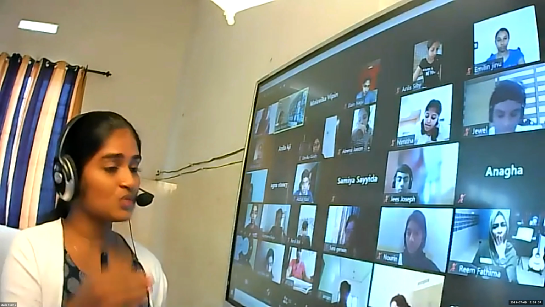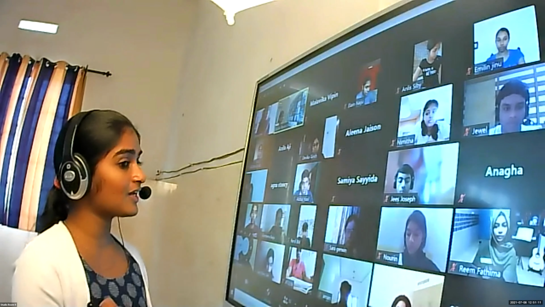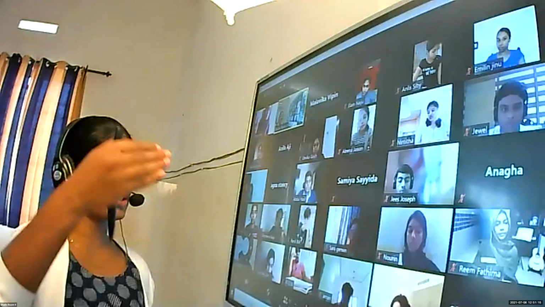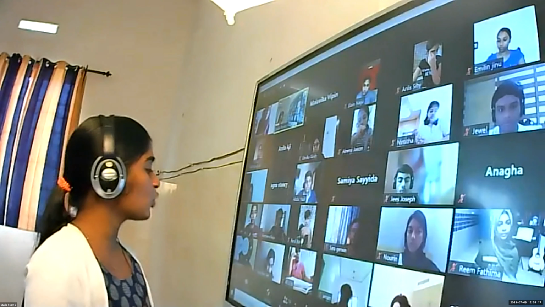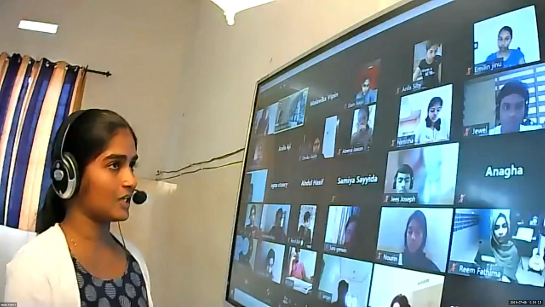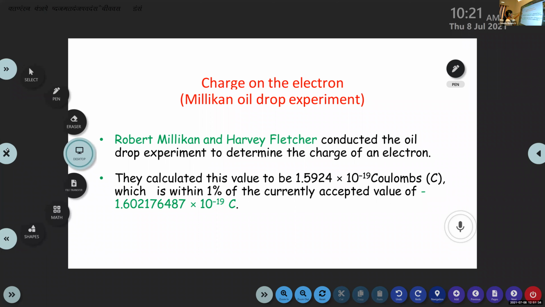From this value, we are going to learn how to find out the charge of the electron and the mass of the electron. First, we learned the ratio between the charge of the electron and the mass. Then we are going to learn the value of the charge and the mass of the electron. Clear? So next one, charge on the electron.